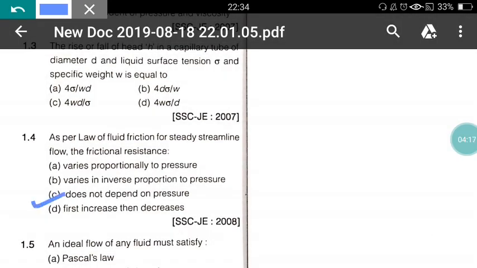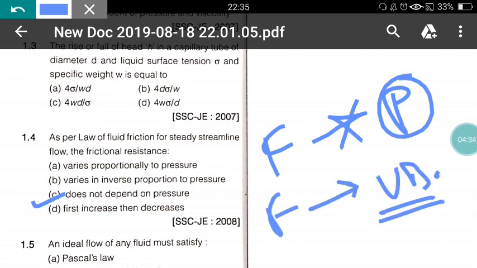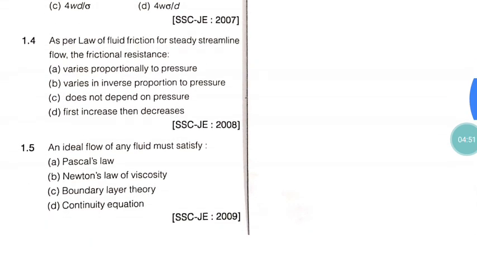As per the law of fluid friction, for steady streamline flow, the frictional resistance does not depend on the pressure, because frictional resistance depends only on the viscosity. Viscosity is the main factor deciding the frictional resistance. If the viscosity is more, then the frictional resistance will be more. That's why the frictional resistance does not depend on pressure. The correct answer for this question is option C. Coming to the next question.